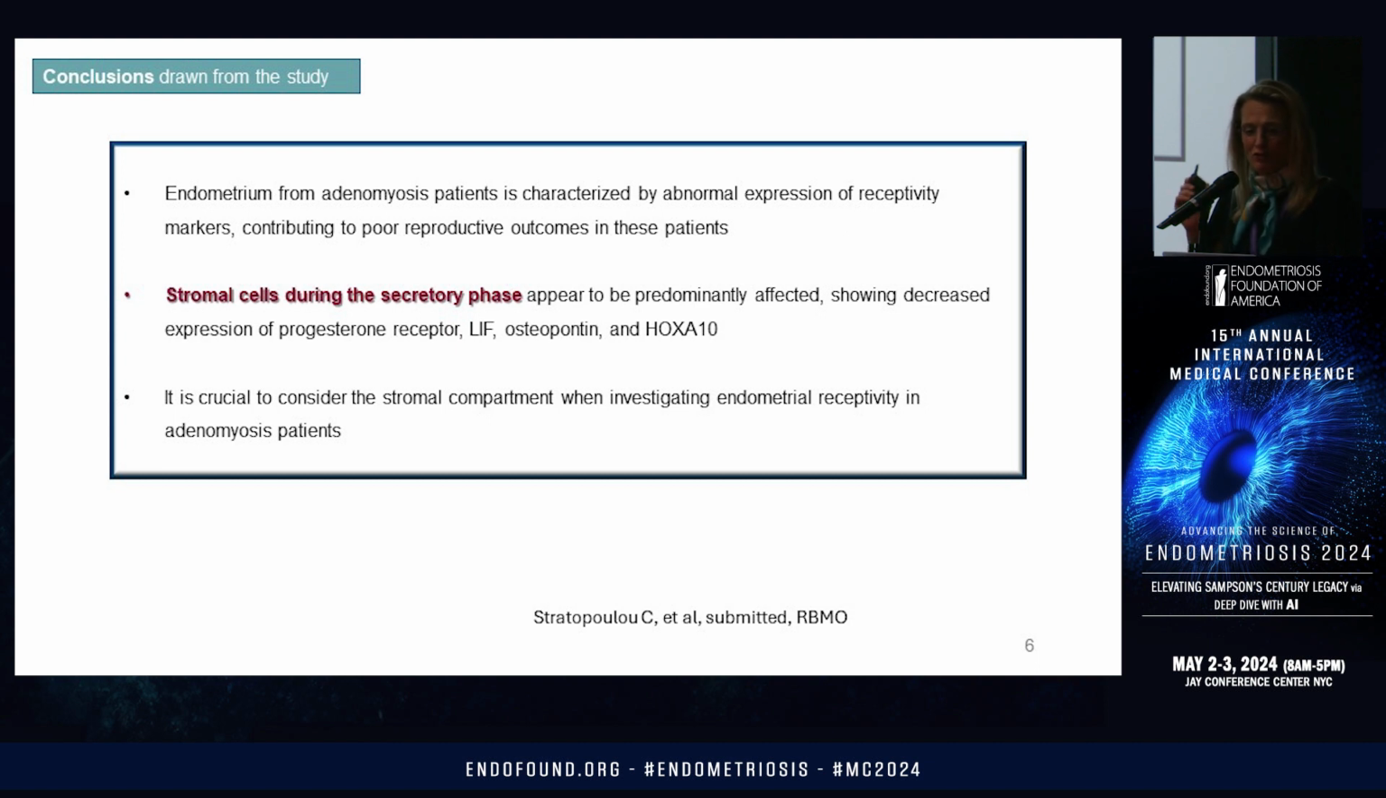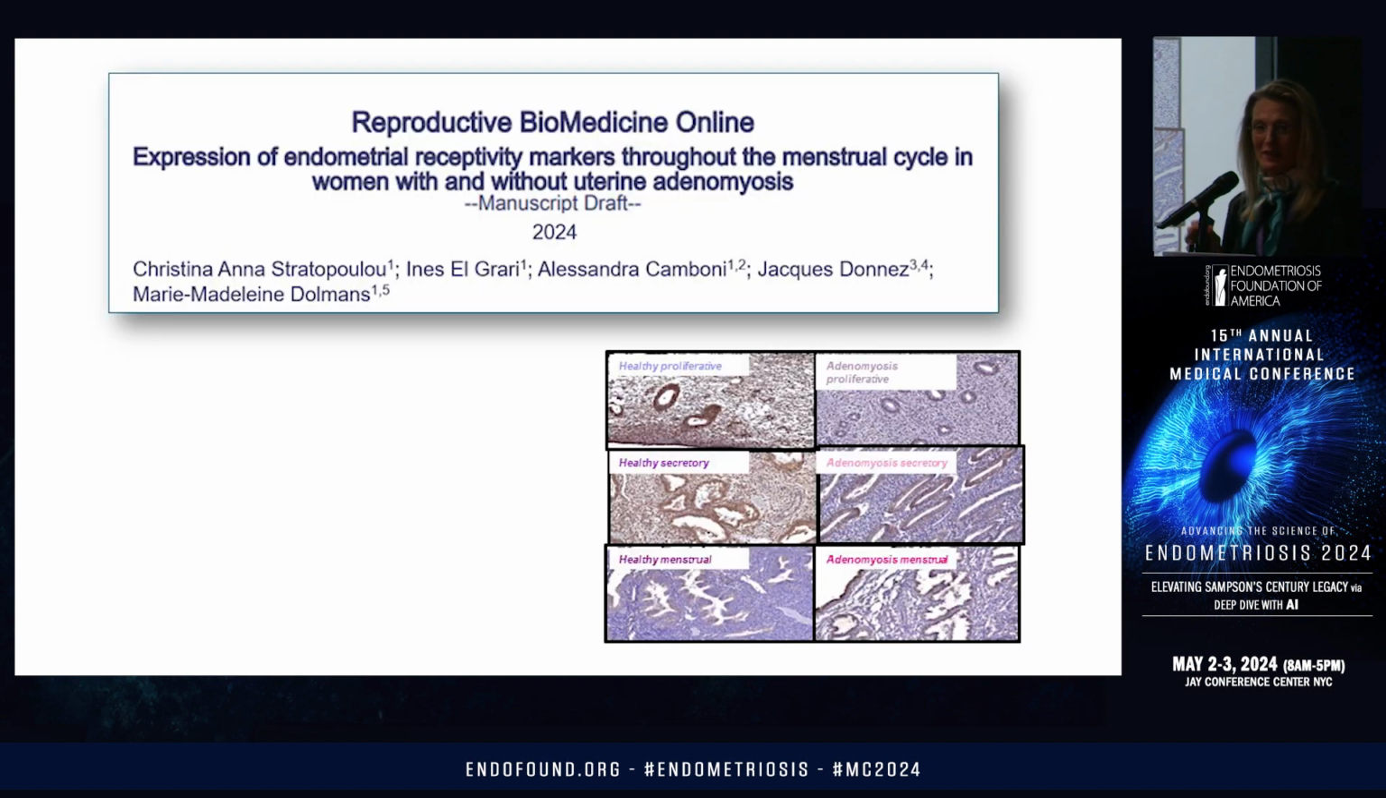What we have seen is that stromal cells during the secretory phase appear to be predominantly affected, showing decreased expression of all of the markers that I showed you: progesterone receptor, LIF, osteopontin, and oxaten. So to conclude, it is crucial to consider the stromal compartment if we want to investigate endometrial receptivity in adenomyosis patients. We are waiting for the final publication about the part I just presented.